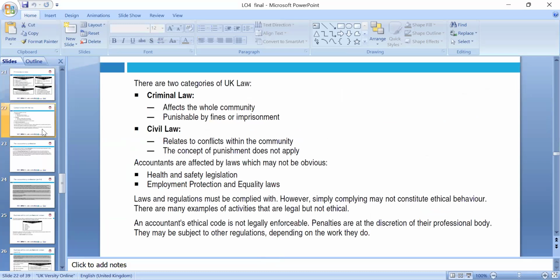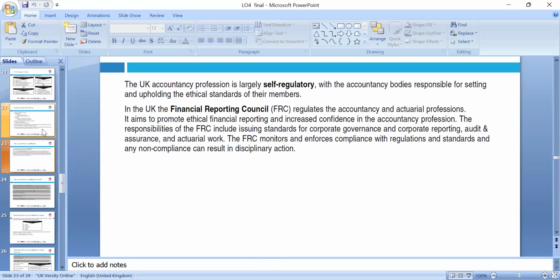So we need to look at criminal and civil laws. Criminal is when you don't follow the laws, and civil is when you don't follow the ethics. Health and safety legislation and employment protection are criminal if you don't follow them, and if you don't follow the ethics, there can be penalties, reputational damage and all.